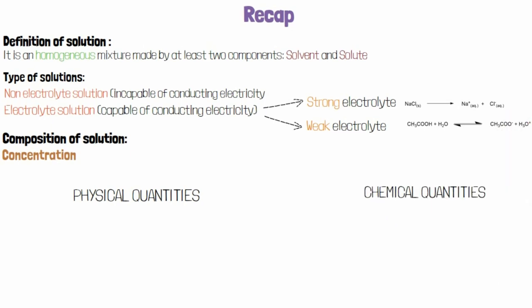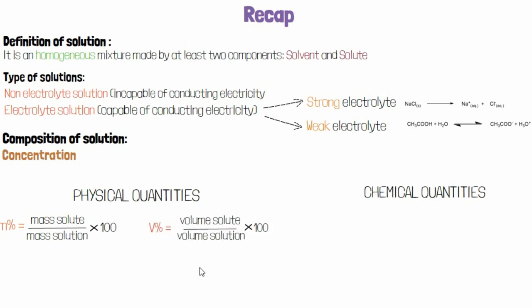Regarding the physical quantities, we have two main concentrations. One is the mass percent, which is expressed as mass of solute divided by mass of solution times 100, and volume percent, which is volume of solute divided by volume of solution times 100. So the physical quantities are expressed with all mass or with all volume, and they are percentages.